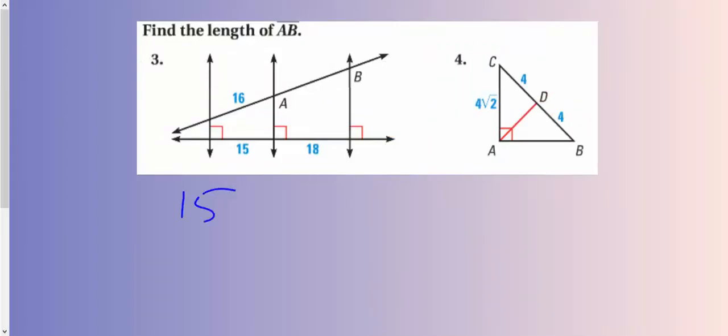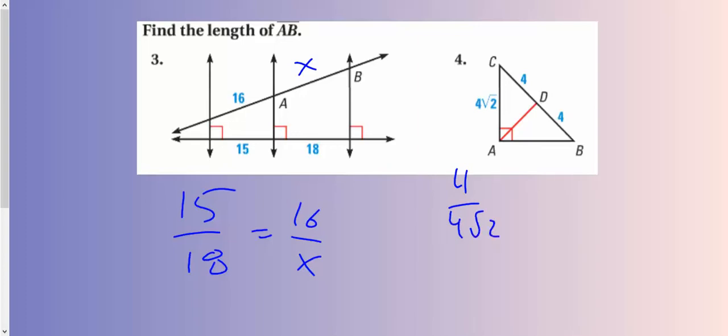15 over 18 equals 16 over x. Not going to solve that one. This one I'm going to solve, though. 4 over 4 root 2 equals, we'll call that x, 4 over x.